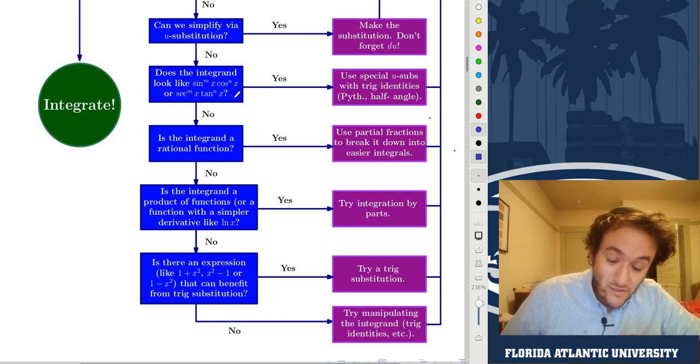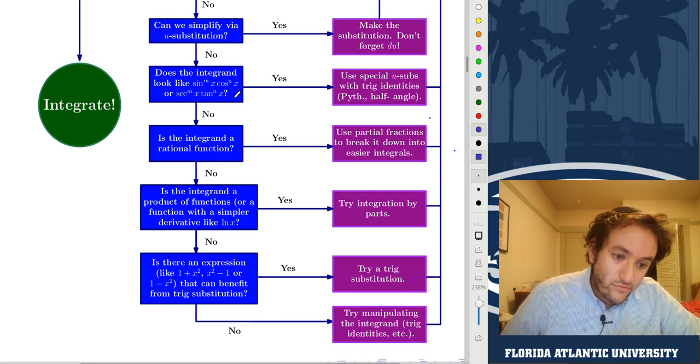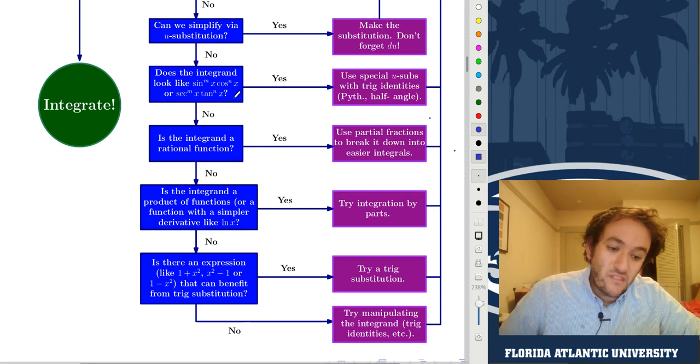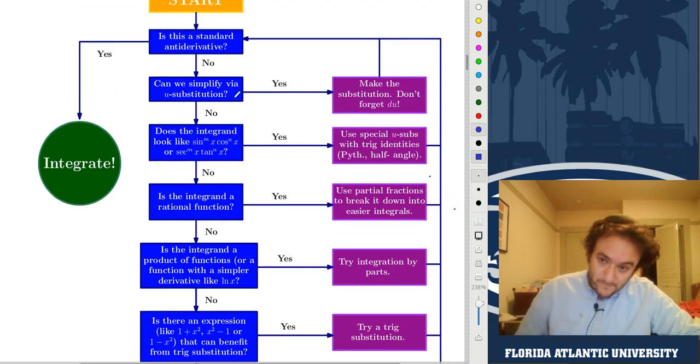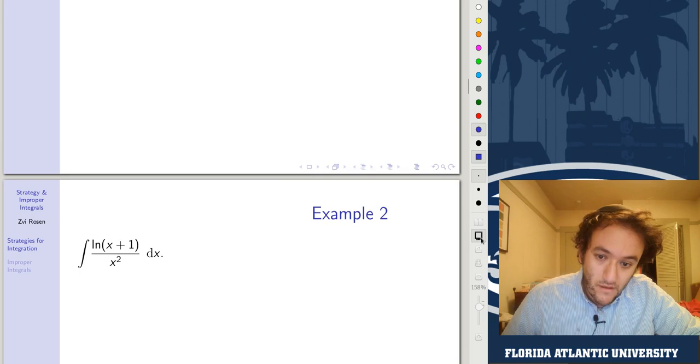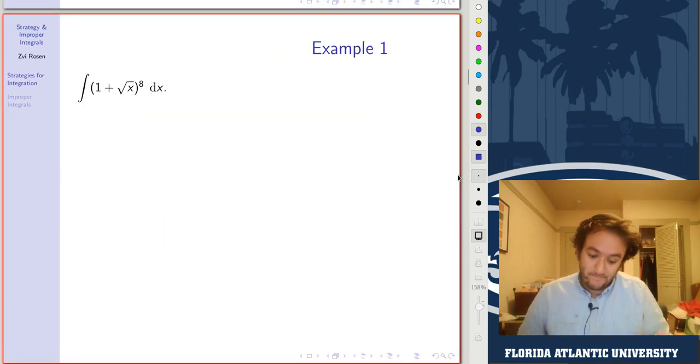If none of those things work, then we should try manipulating the integrand using trig identities, or playing around with fractions, multiplying numerator and denominator by something, doing something to change the integral into something that we can actually do. So those are our strategies. Let's see those in action.